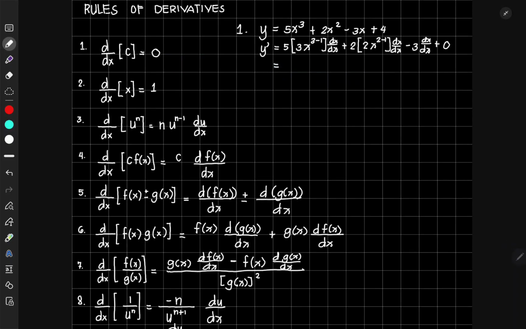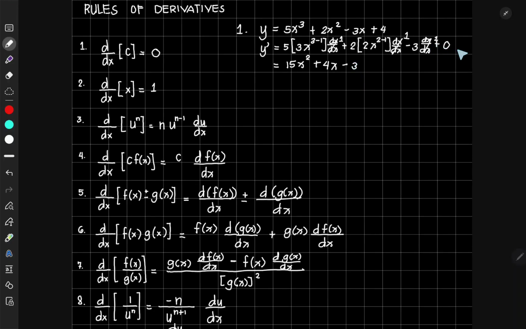So, simplifying. So, we have ito would be equal to 1. Also, this one, that is equal to 1. And ito rin, equal to 1. So, we have 5 multiplied by 3, that is 15. So, we have 3 minus 1, that is x squared. So, times 1 lang naman yan. Then, plus 2 times 2 is 4. So, we have x raised to 2 minus 1 is 1. So, meron tayong invisible na 1 dyan times 1 dito. Then, minus yung 3 multiplied by 1 or just simply 3.